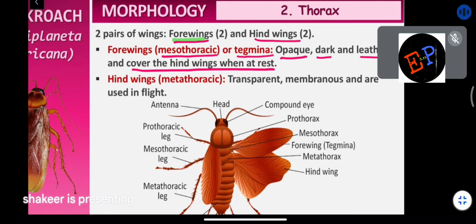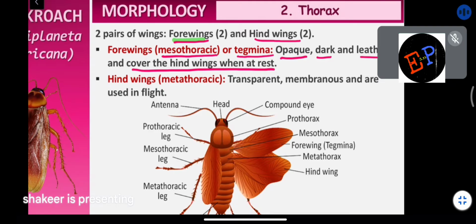Okay. So which are the main wings responsible for flight? The hind wings are the wings which are responsible for flight. And these four wings protect the hind wings. Are you able to understand? So when you see a cockroach, you will see a dark brown layer on the body of the exoskeleton. That is called the forewings.